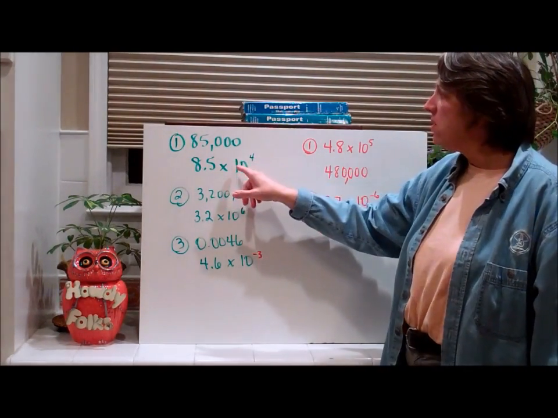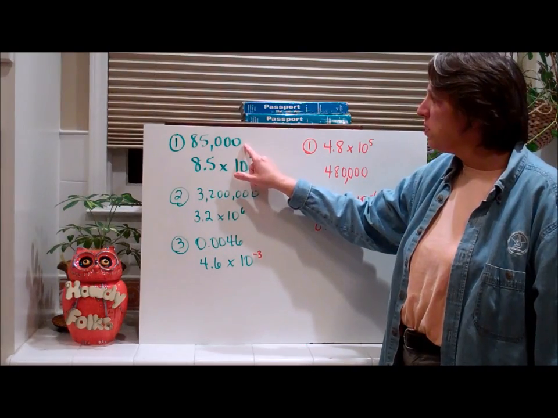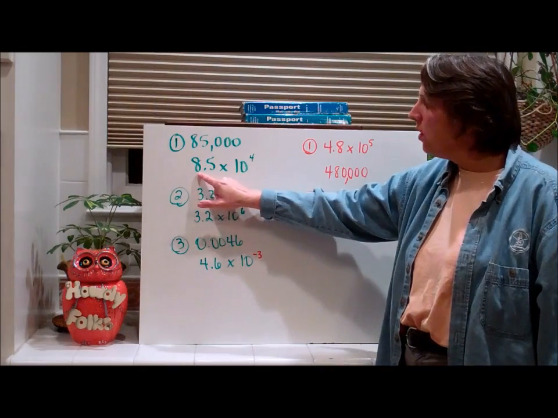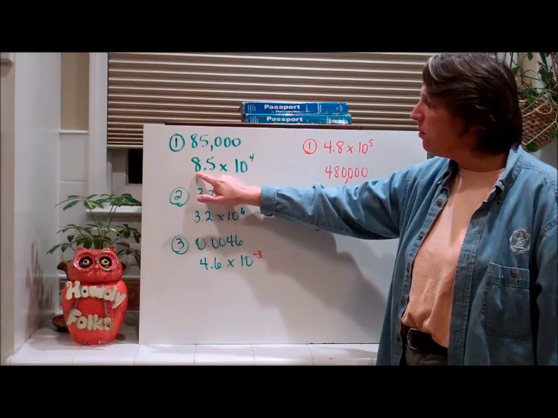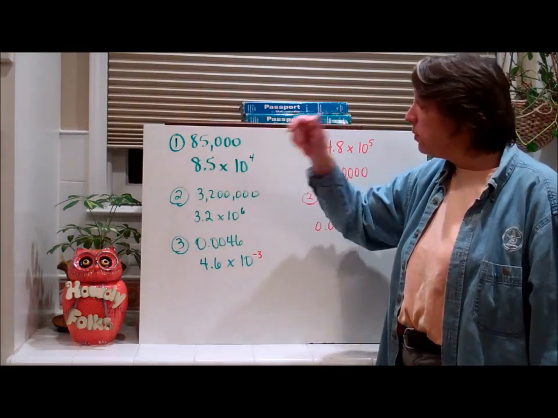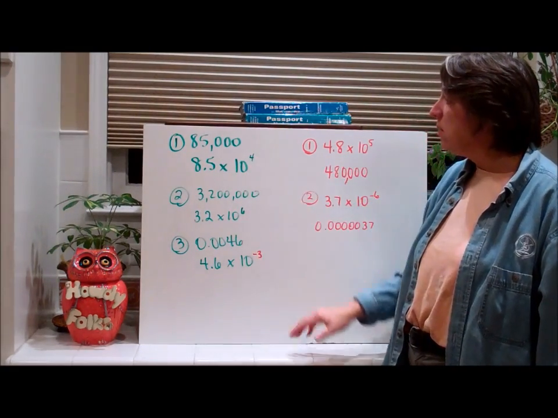For 85,000, we moved the decimal. Remember the decimals here, we moved it 1, 2, 3, 4, so we get 8.5 times 10 to the 4th. C is a single digit number between 1 and 9, 1 through 9. 8.5, because you put the decimal right there, times 10 to the 4th.